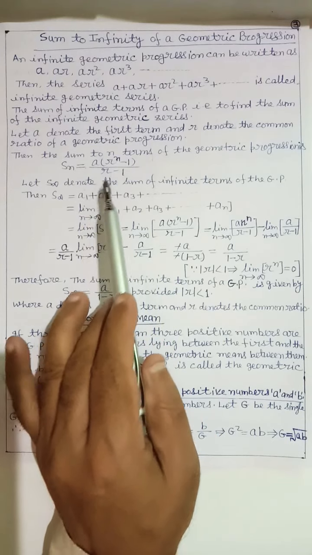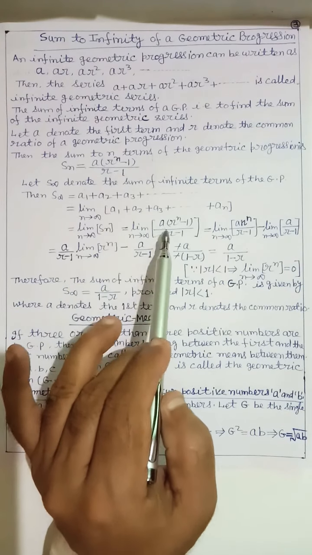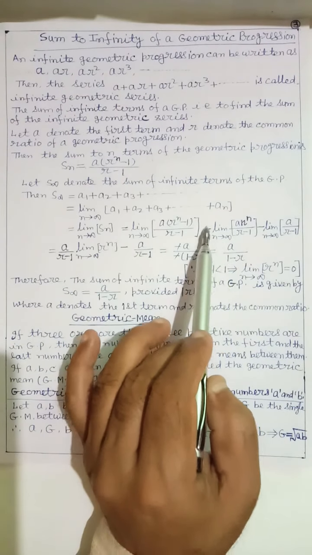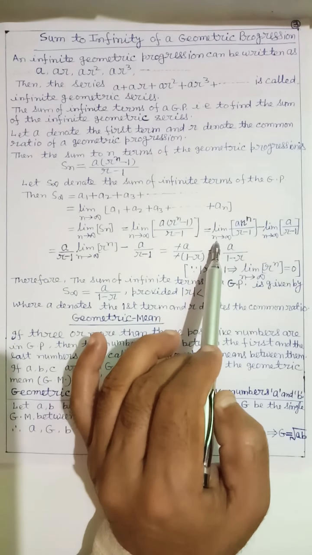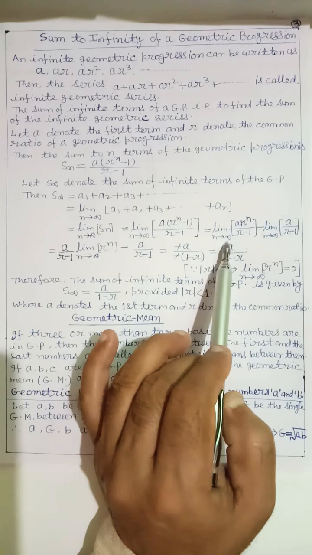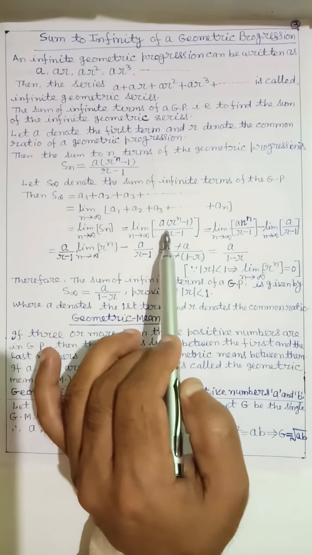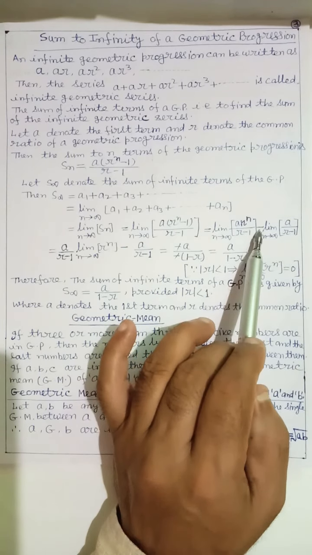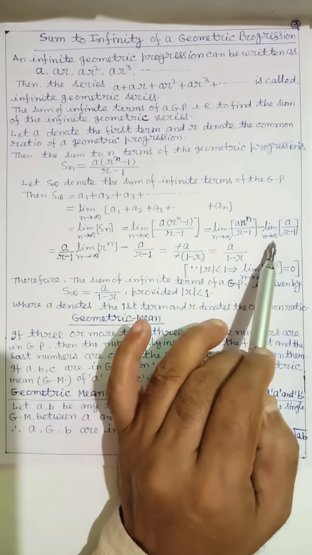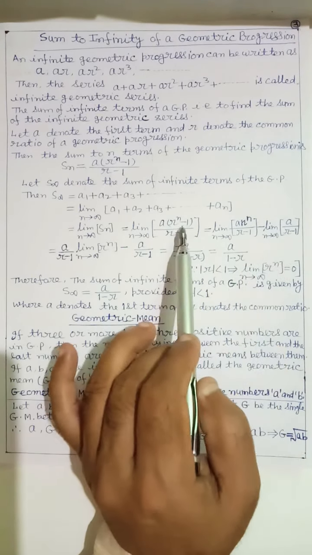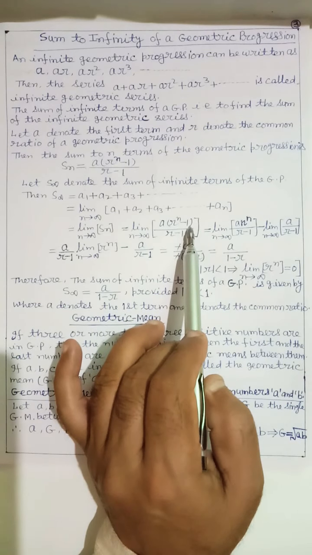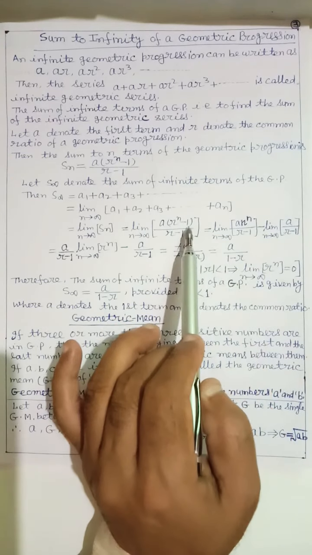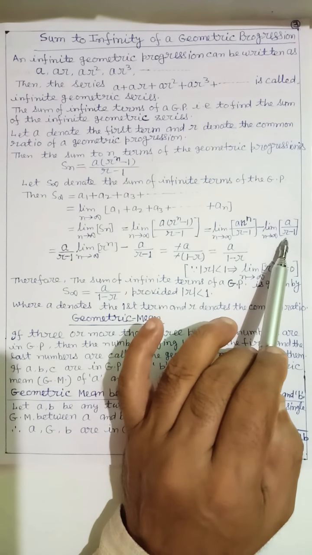Here Sn already we have given as a(r^n minus 1) by (r minus 1), and this is equal to limit n tends to infinity. Here we separate this, here we can write limit n tends to infinity a r^n by (r minus 1), minus a by (r minus 1). Here minus a, so this is minus a by (r minus 1).